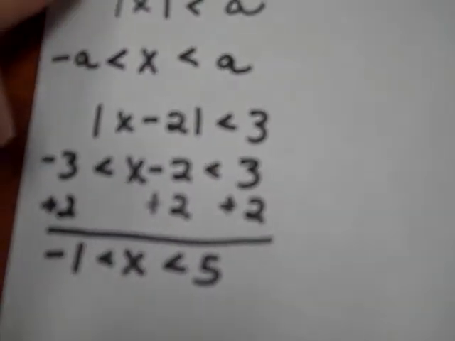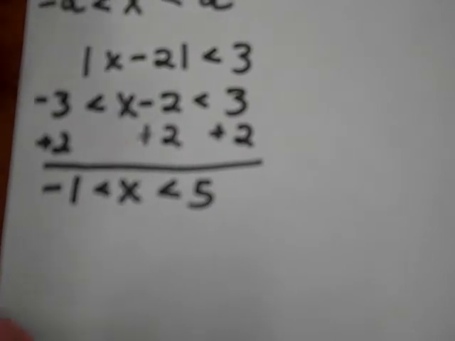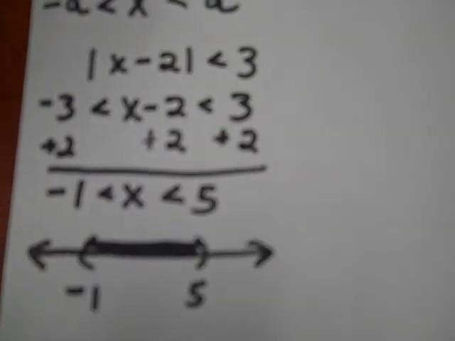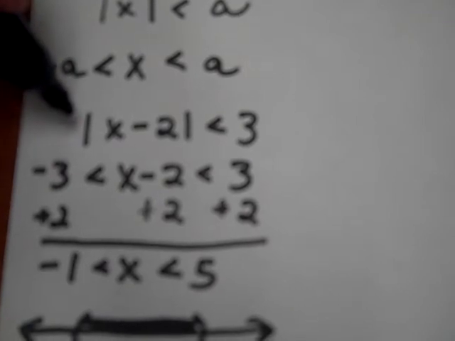But now we need to add 2 to all three sides, which gives us negative 1 is less than x, and x is less than 5. To graph this solution set on a number line, it's the open interval from negative 1 to 5. So we have infinitely many answers to our initial problem.